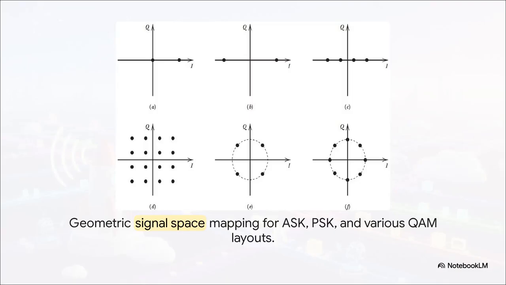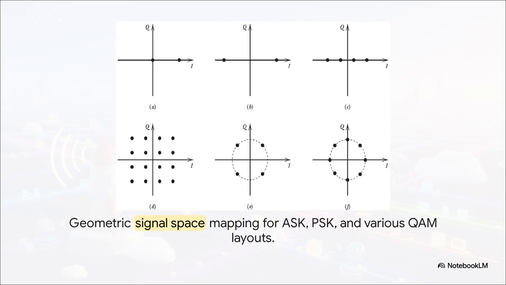I love this part. We can actually visualize these digital transmission systems as constellations, hovering in a geometric signal space. Every dot on these grids is a unique digital symbol plotted on an IQ coordinate system, in phase on the horizontal, quadrature on the vertical. Look at diagram A. Simple binary ASK and PSK just sit right there on a flat 1D line. But as we upgrade to M-ary systems, the whole space opens up.